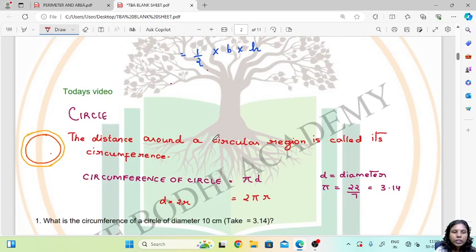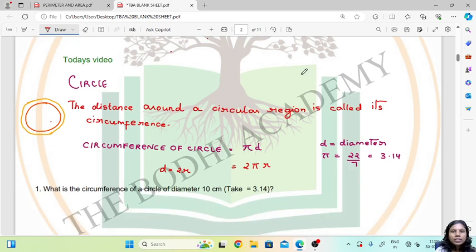Now in today's video we will continue to learn about a circle and the circumference of a circle and also the area of a circle. Now say you have this round track. Say this is an athlete track or a running track. Now say suppose somebody is running on this. How do we find out how much distance that person has covered?